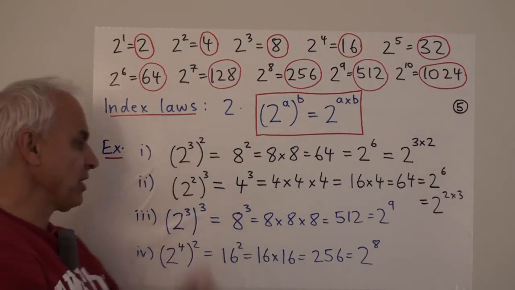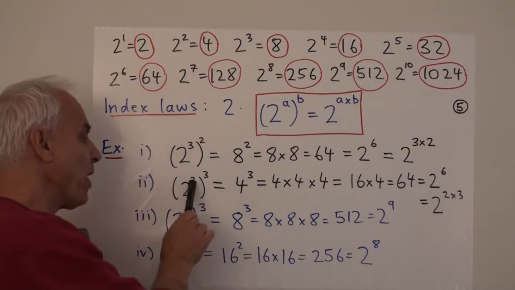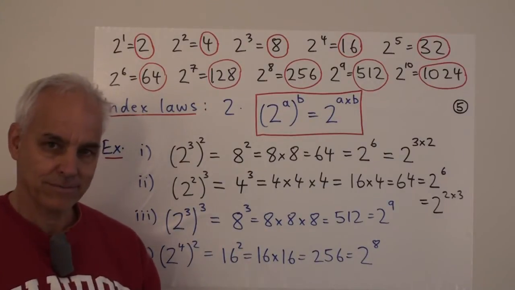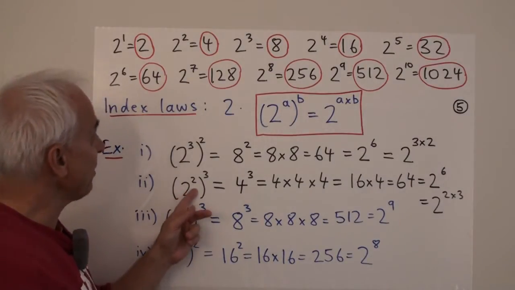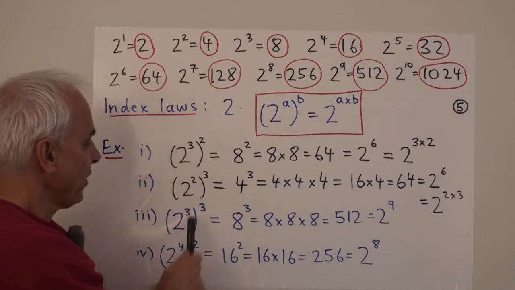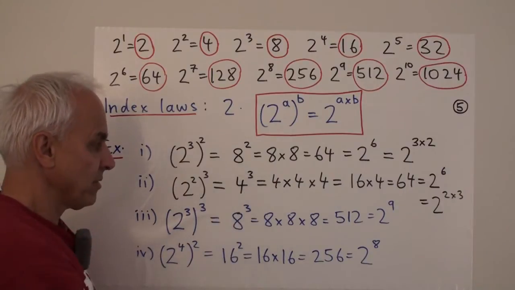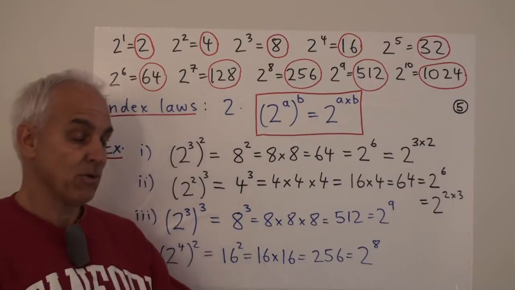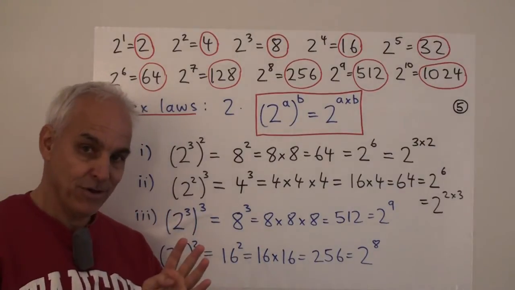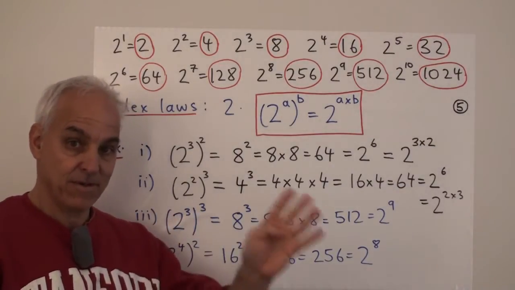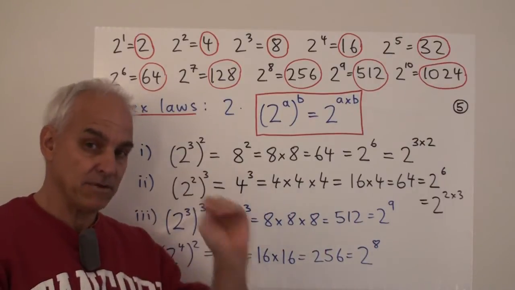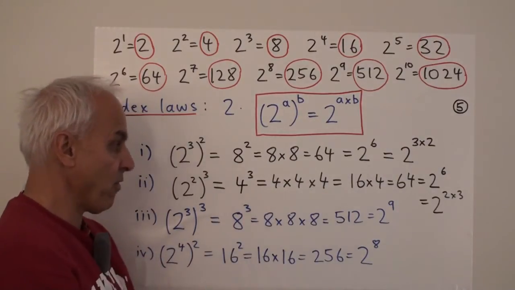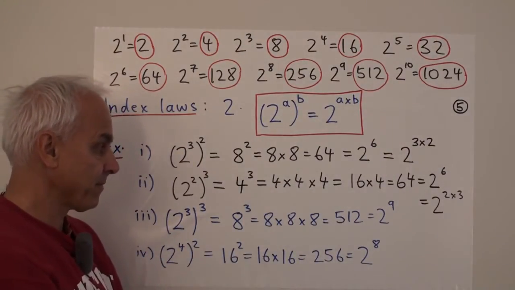How about if we change the order? If we have 2 squared, all cubed. Let's have a look at that. 2 squared, what's inside the brackets is, of course, 4. So this is 4 cubed. And what does 4 cubed mean? It means we're multiplying the number 4 with itself 3 times. 4 times 4 times 4. There's 3 4s being multiplied together.